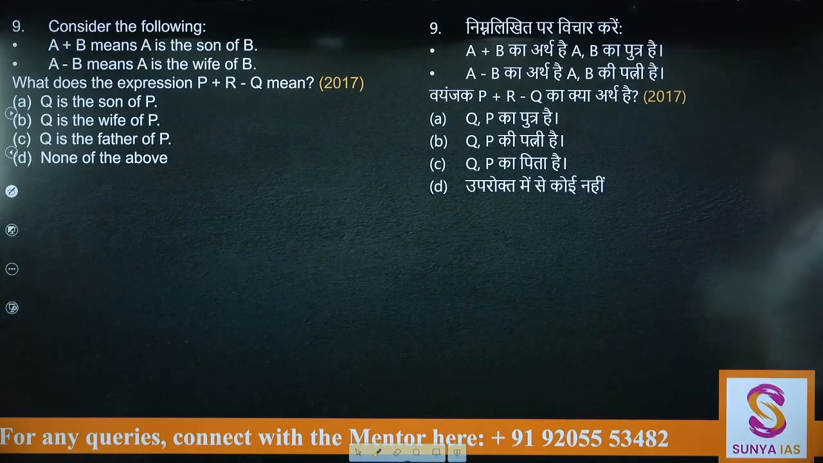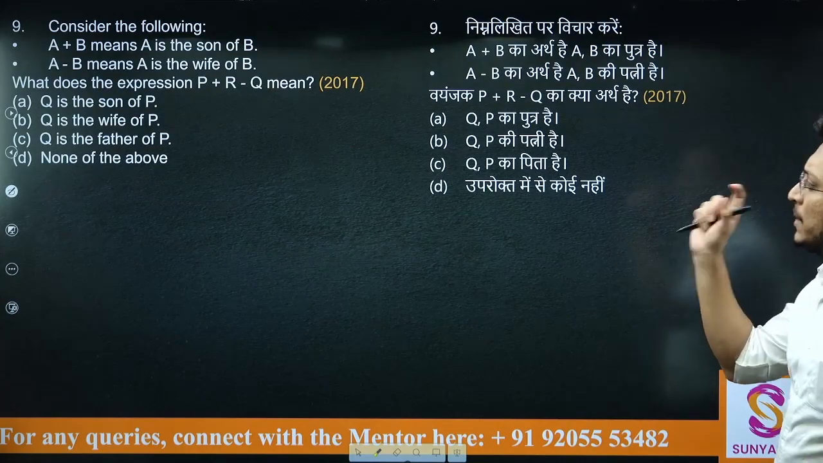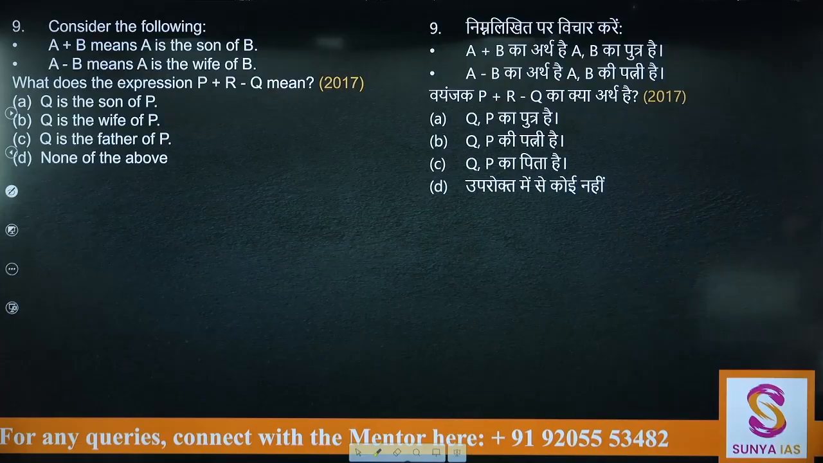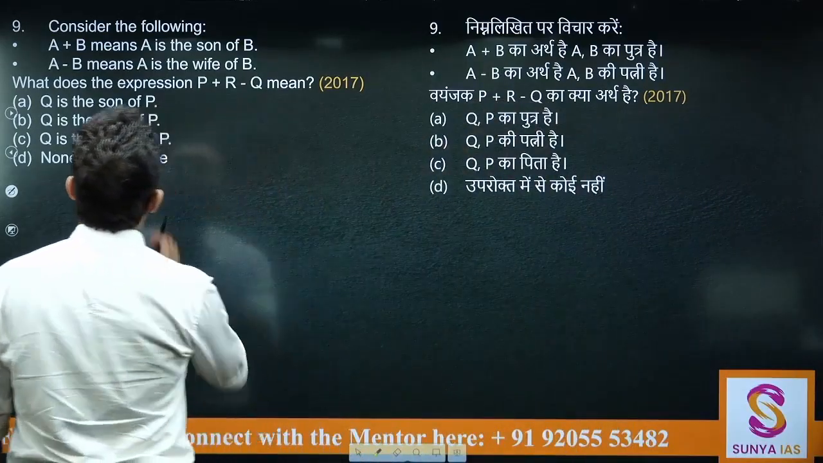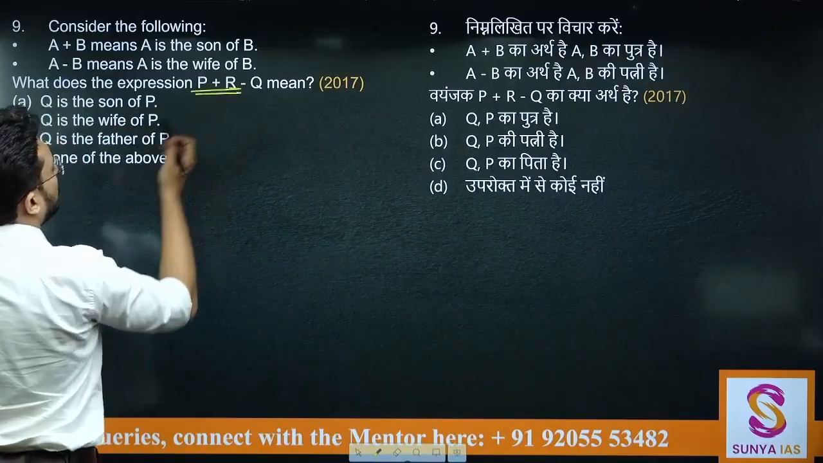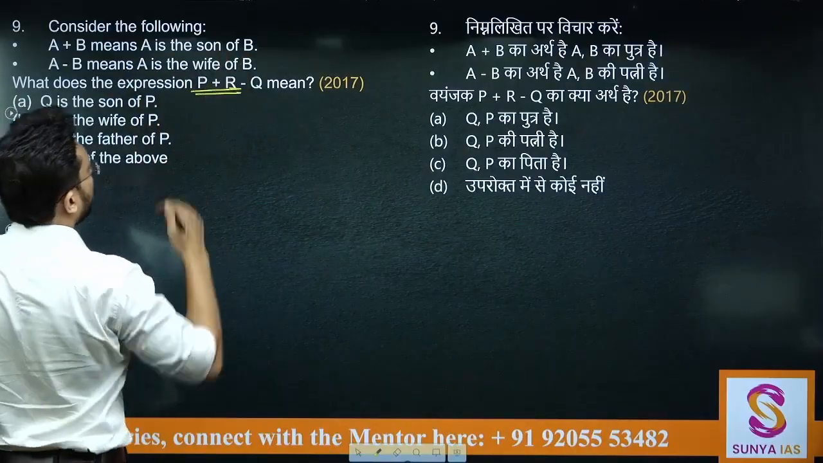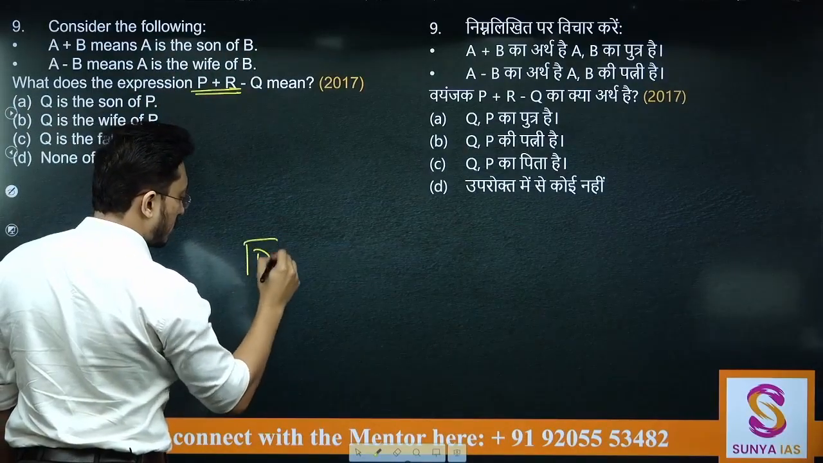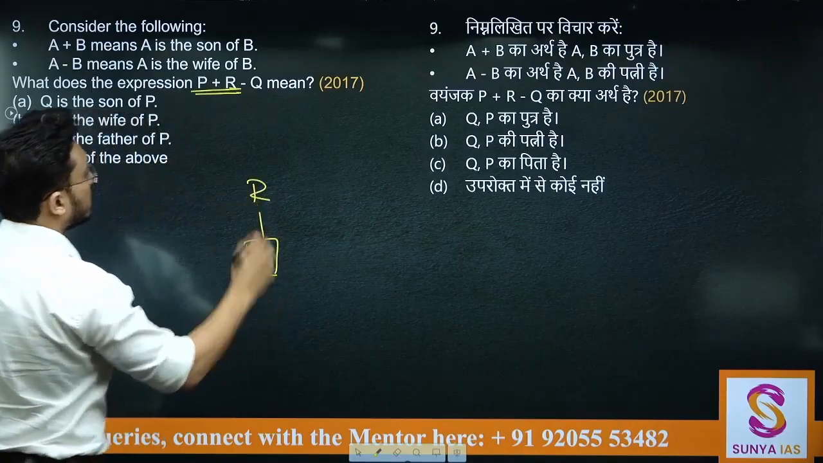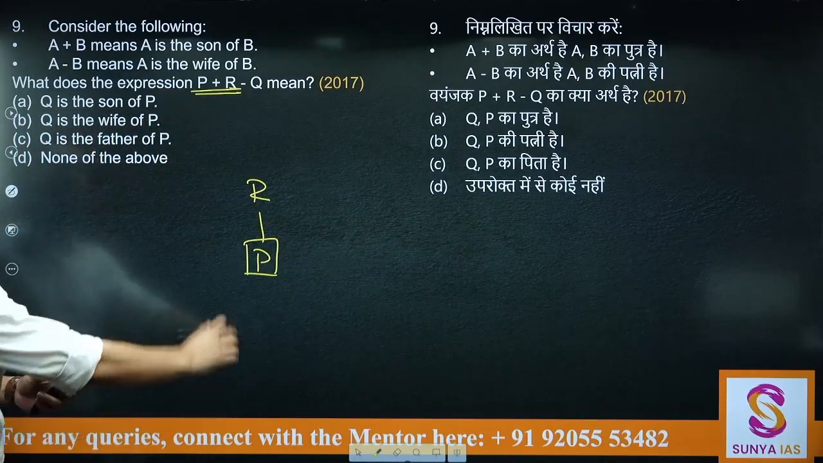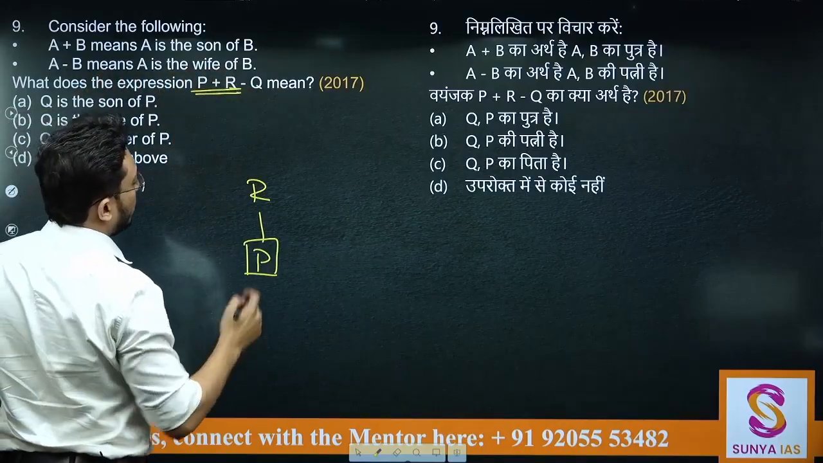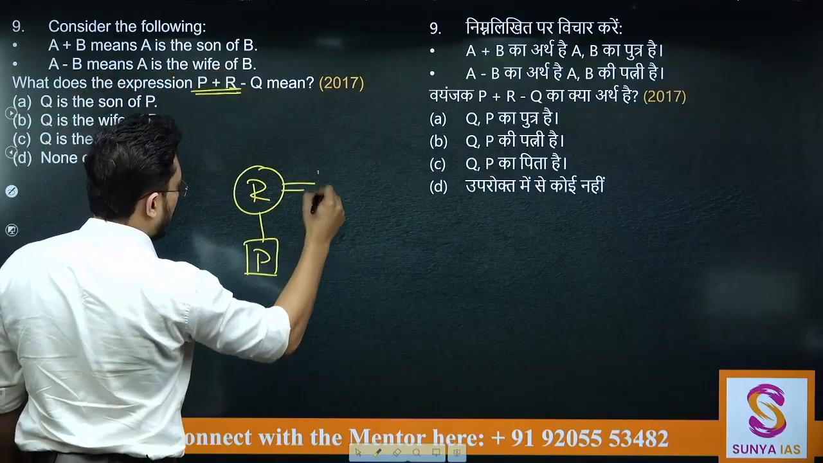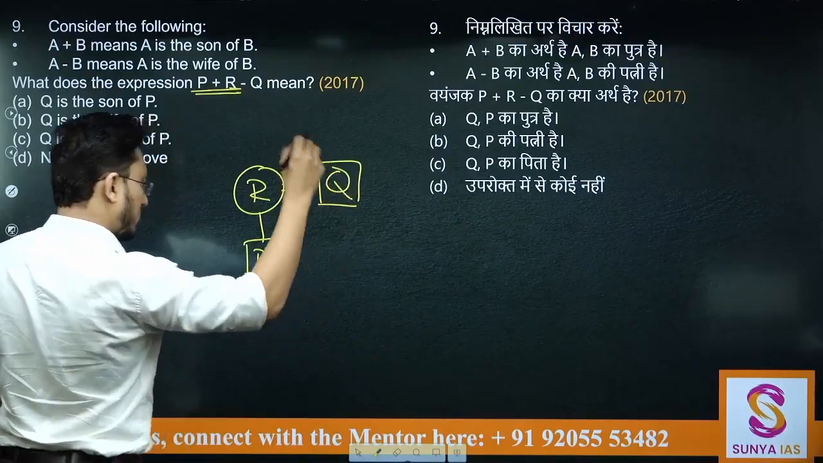A plus B and A minus B mean something here. We need to find the expression P plus R minus Q. What is the meaning of this? So P plus R means P is the son of R. This is what is given. R minus Q means R is the wife of Q. So this R is the wife of Q here. This is what we know.